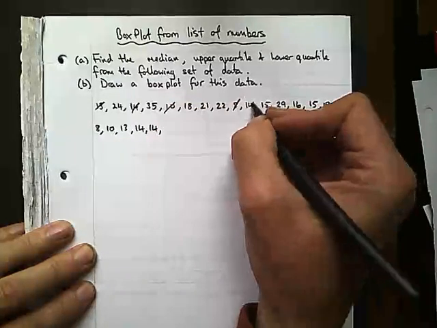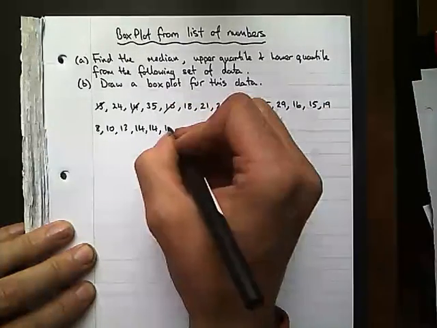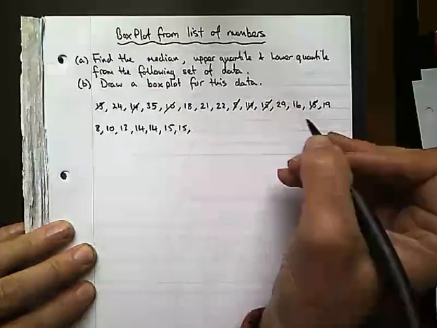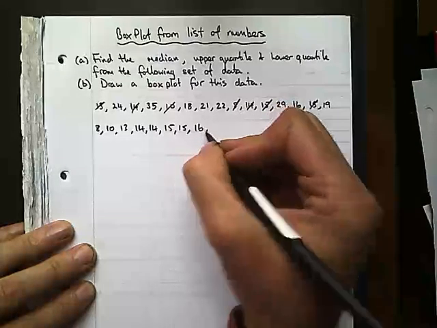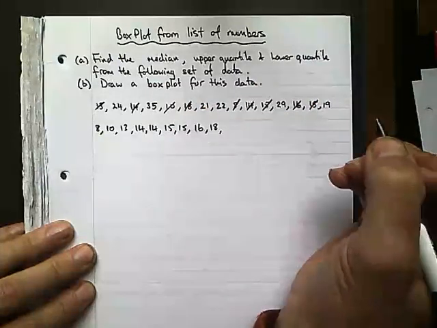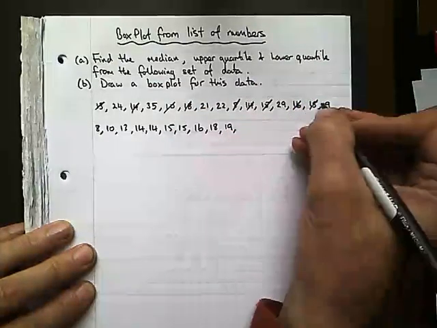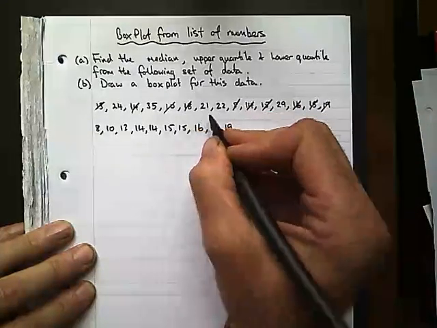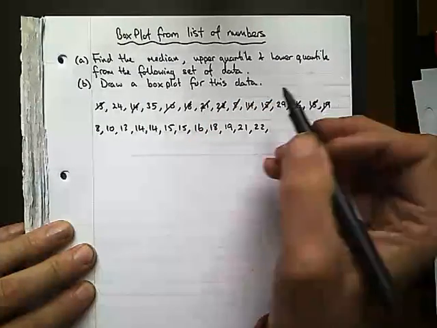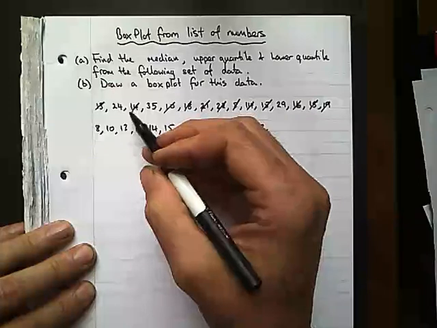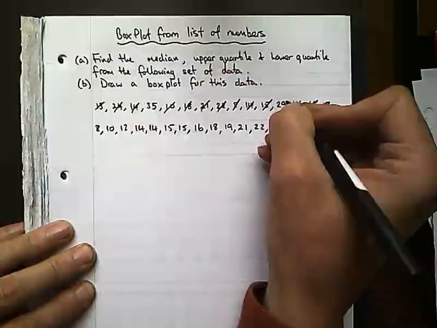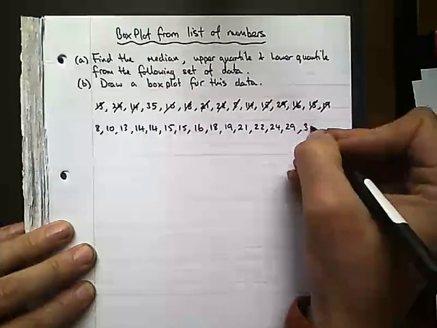So I put 2 numbers in there. The next is 15, and there's 2 of those. So I'll cross those both out. The next one is 16. The next one is 18. Cross that out. 19. Ooh, where are we at? 21. And then 22. Then we've got 24, 29, and 35.